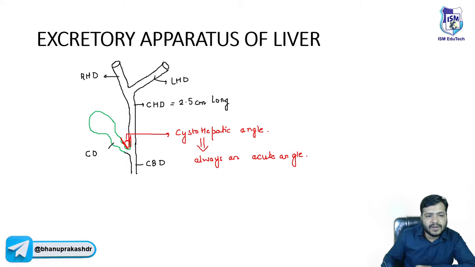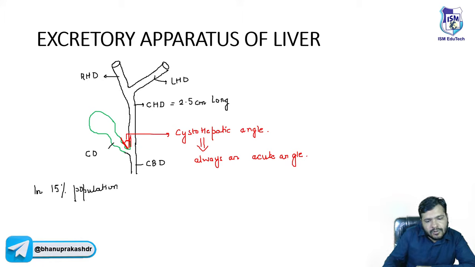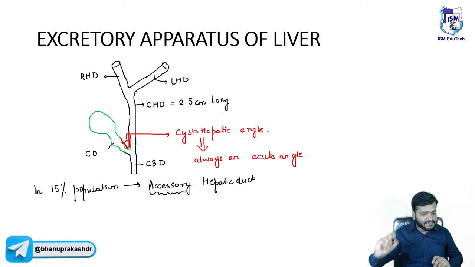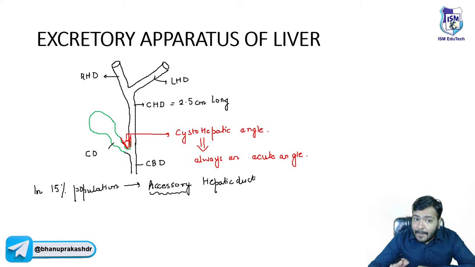Now, in 15% of the population, you have to remember this point also, we have an accessory hepatic duct. When I say accessory, accessory means extra. We have the left hepatic duct and the right hepatic duct; beyond these two, we have some extra hepatic ducts. This accessory hepatic duct is coming from the right lobe of the liver.